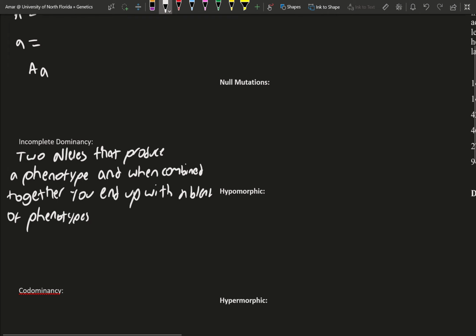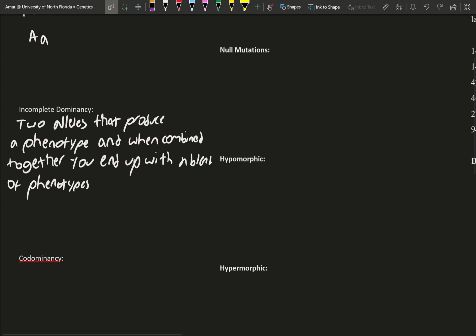So basically what this means is that let's say we had a red flower, and then we also had a blue flower. If we cross these together, we should get a flower that is a blend between these. I actually don't know what the blend between these are, but let's say it's pink. So this would be a case called incomplete dominancy.